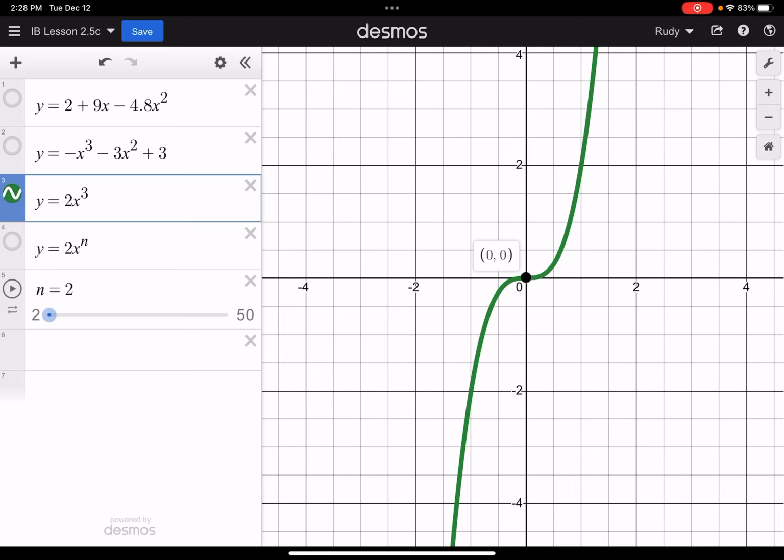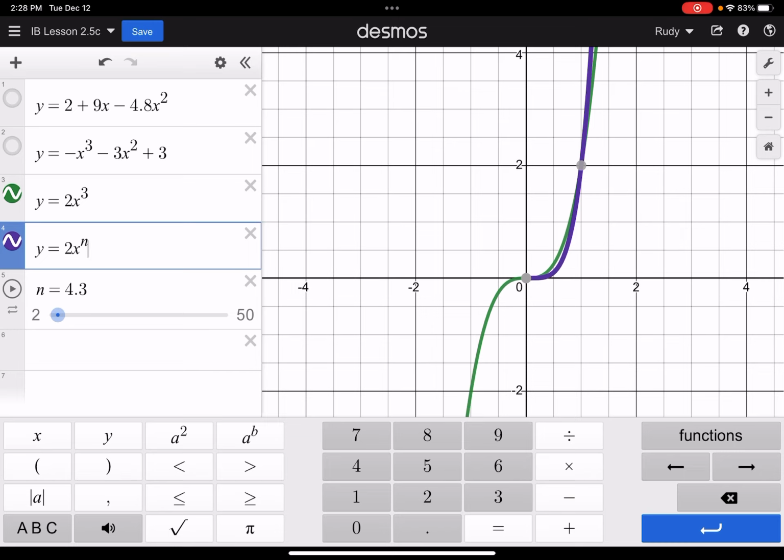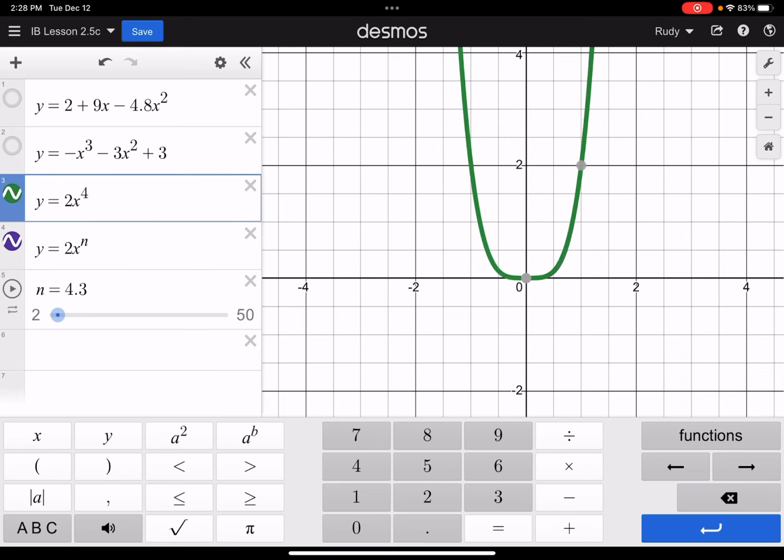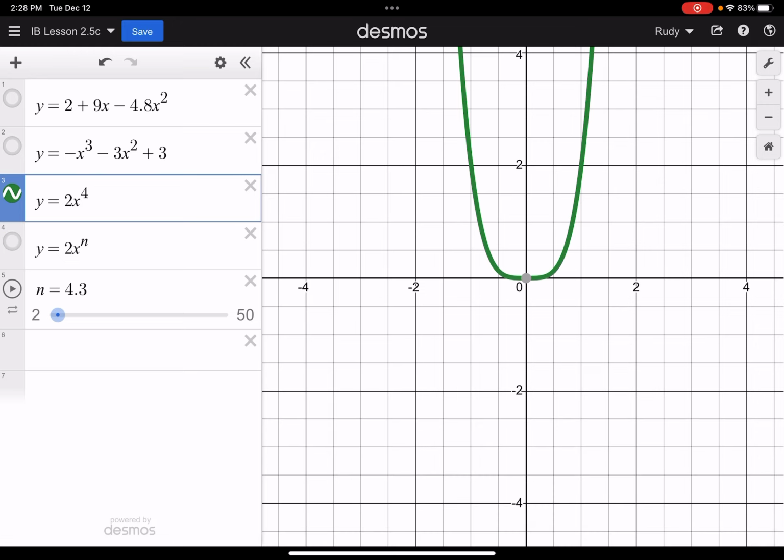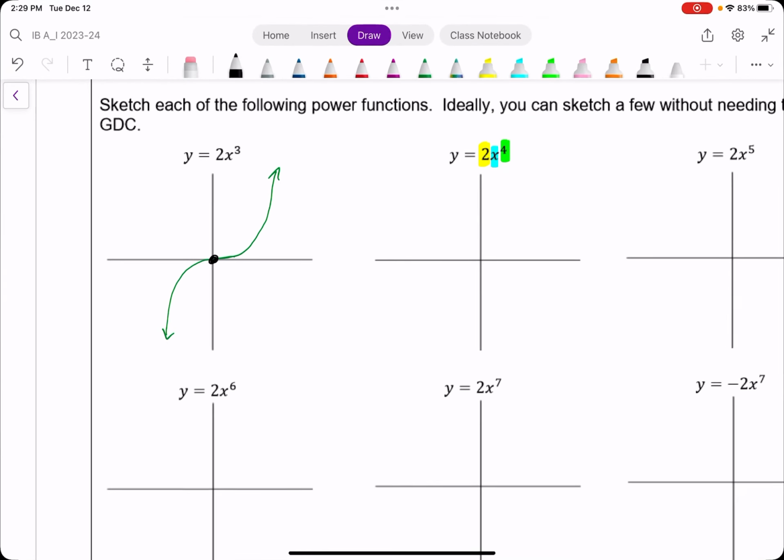So for this one, I'm going to move this up to a 4. You know what? That's needlessly complex. Maybe I'll just change it. I'll just change this to a 4. Let's just do that. I'll come back to this later. So here's 2x to the power 4, which instead of starting in quadrant 3 and going up to quadrant 1, it starts up in quadrant 2, comes down, and then goes right back up. It's almost like a parabola.